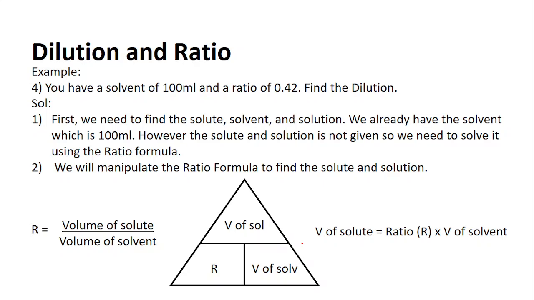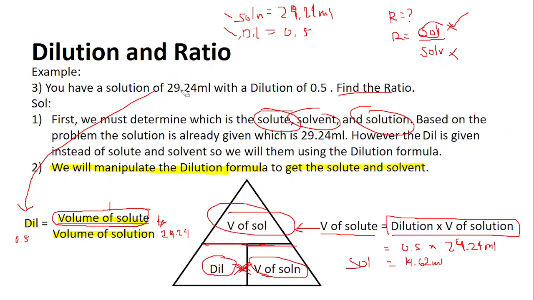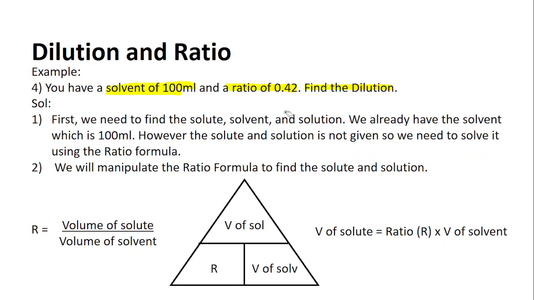Okay, so for the fourth example, you have a solvent of 10 ml. So that is our first given. May solvent daw kita and a ratio of 0.42. Find the dilution. Okay, kanina, given si dilution, hanapon ta si ratio. Yan na, baliktad. Given si ratio, hanapon ta ang dilution.